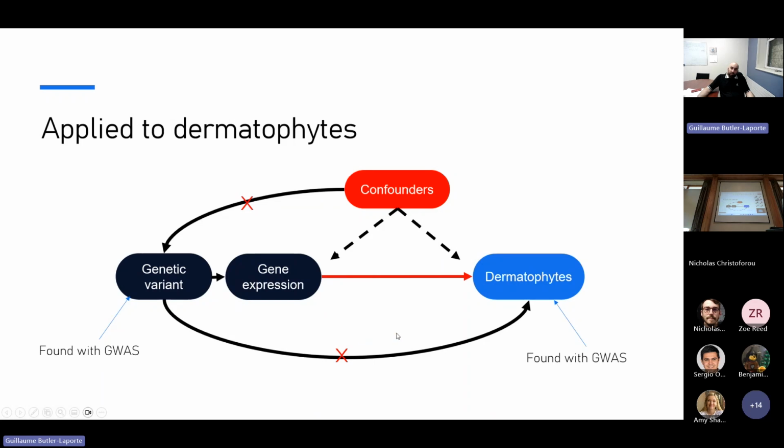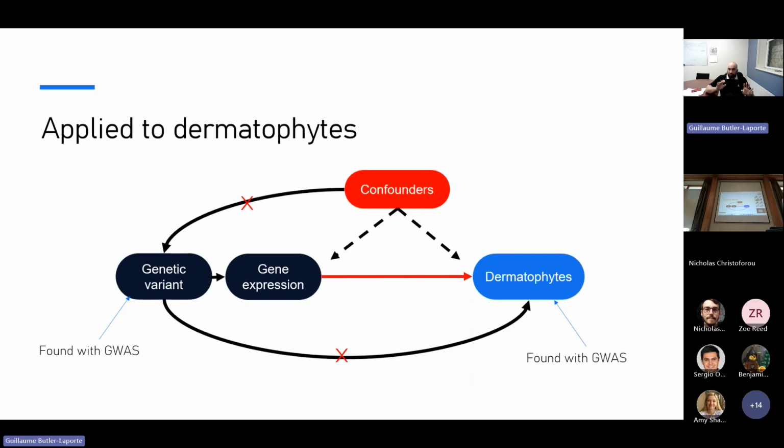Okay, so we have the GWAS for dermatophytes. We have GWAS for gene expression or gene level or whatever exposure you're interested in. And as long as you make sure that this genetic variant is only associated with, in this case, the dermatophyte through its effect on, in this case, gene expression, then you should be able to recapitulate this red arrow of the causal effect. I'm being very hand wavy here.